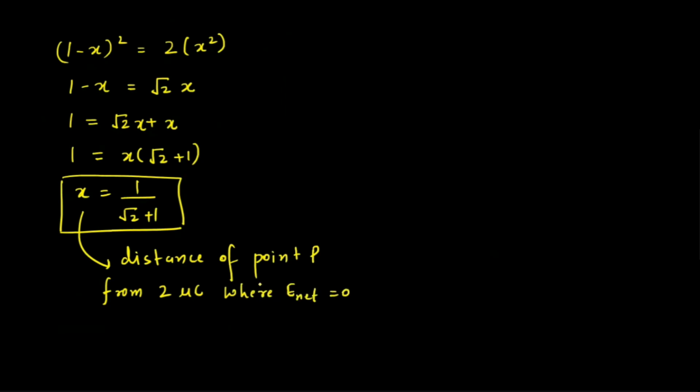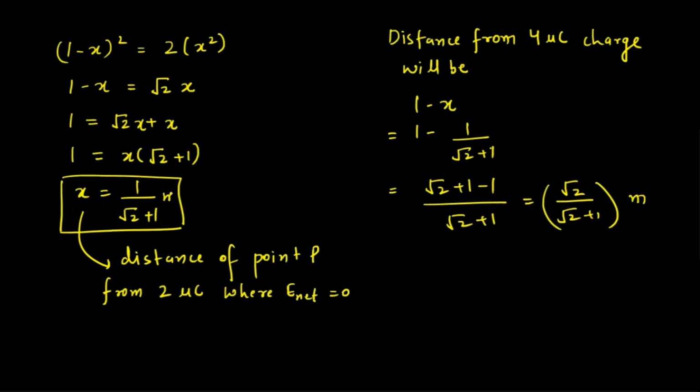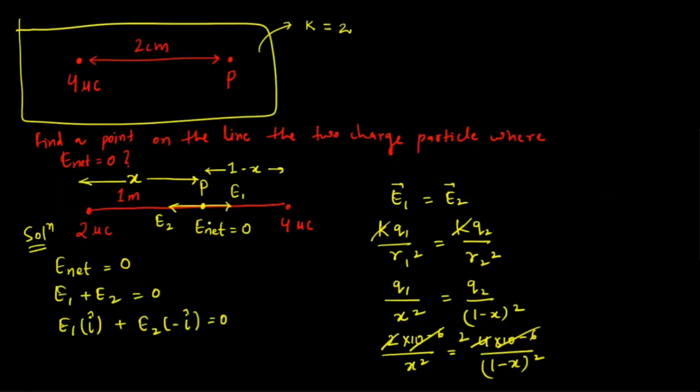Similarly, if the question asks what is the distance from the 4 microcoulomb charge, we can say the distance from the 4 microcoulomb charge will be 1 minus x, that is 1 minus 1 over root 2 plus 1. When we solve this equation once again, we'll get root 2 plus 1 minus 1 over root 2 plus 1. So it is going to be root 2 over root 2 plus 1. Now, the unit is supposed to be meters, because the distance given here is in meters. So this is the way to solve this particular question.